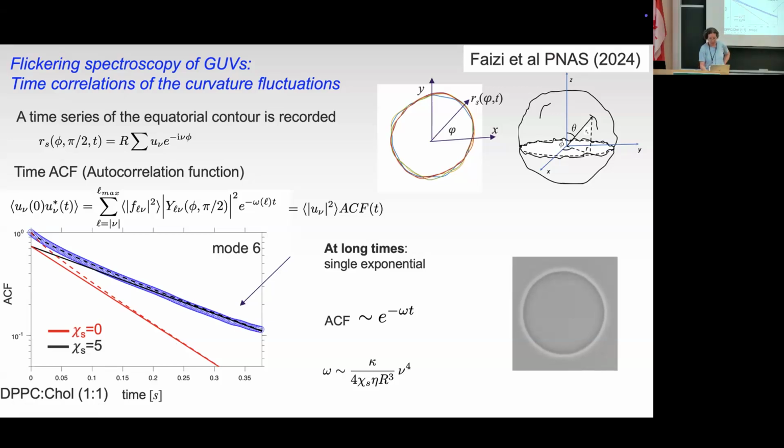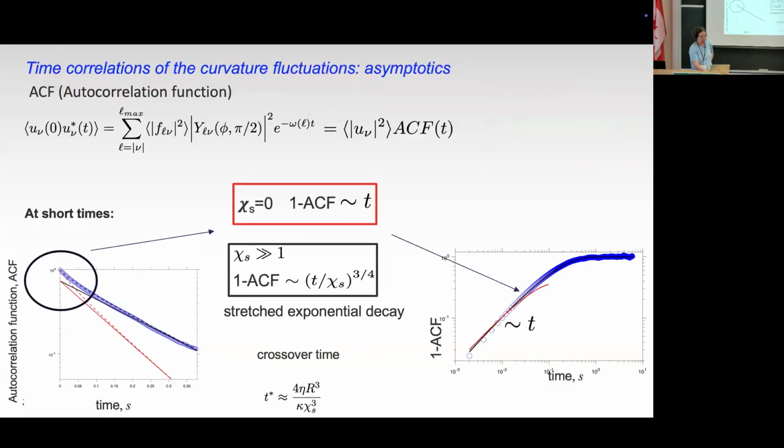And again, the long time is exponential, the short time is a bit more involved. So you can actually look at the short times and look at the asymptotics, and we'll see that this also gives us useful information. If you look at the short times, it's useful to switch to 1 minus the autocorrelation function to see how the system is evolving at very short times. If you have no membrane viscosity, there is an asymptotic behavior which is almost linear. There is a crossover time beyond which, if the viscosity is large, you end up with a power law behavior of the membrane, and then it goes into the exponential decay.